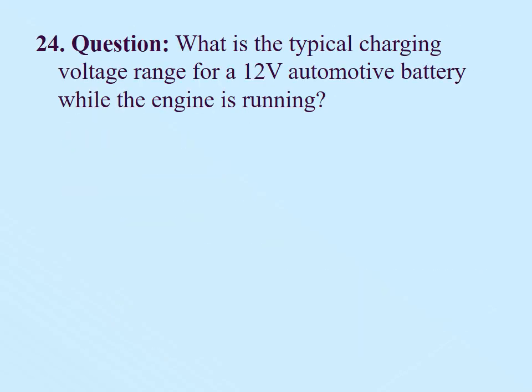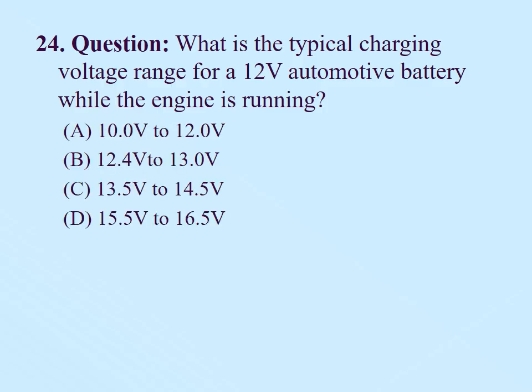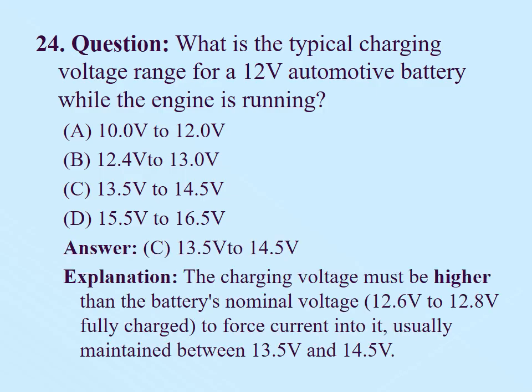Next question. What is the typical charging voltage range for a 12 volt automotive battery while the engine is running? Option A, 10 volt to 12 volt. Option B, 12.4 volt to 13 volt. Option C, 13.5 volt to 14.5 volt. Option D, 15.5 volt to 16.5 volt. Answer is C, 13.5 volt to 14.5 volt.